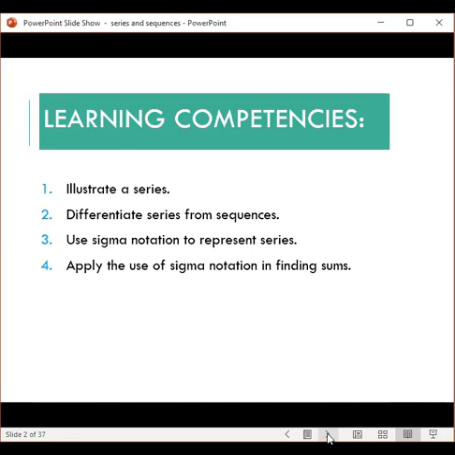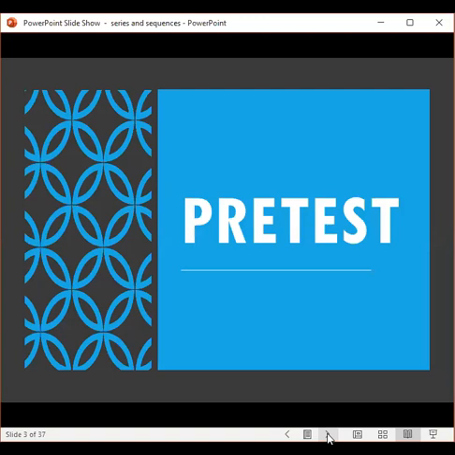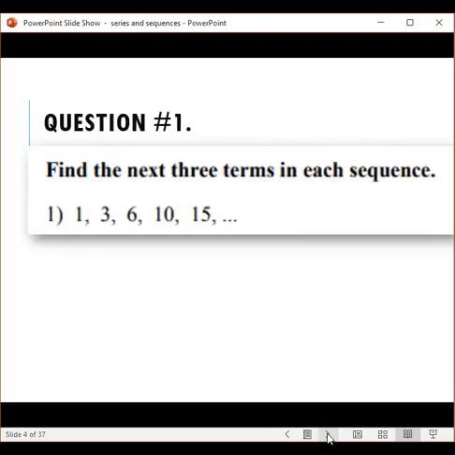Later on, we will try to discuss the comparison between series and sequences. Before that, let's have two questions for your pretest. You may type your answers in the chat box. First question, find the next three terms in the sequence 1, 3, 6, 10, and 15.